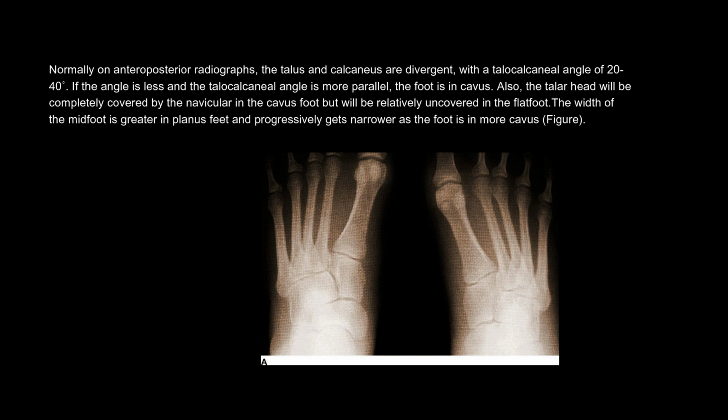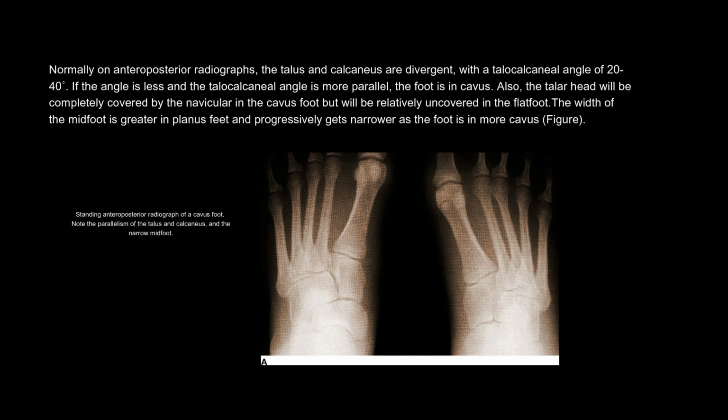Normally on antero-posterior radiographs, the talus and calcaneus are divergent, with a talocalcaneal angle of 20 to 40. If the angle is less and the talocalcaneal angle is more parallel, the foot is in cavus. Also, the talar head will be completely covered by the navicular in the cavus foot, but will be relatively uncovered in the flat foot. The width of the midfoot is greater in planus feet and progressively gets narrower as the foot is in more cavus. Figure.